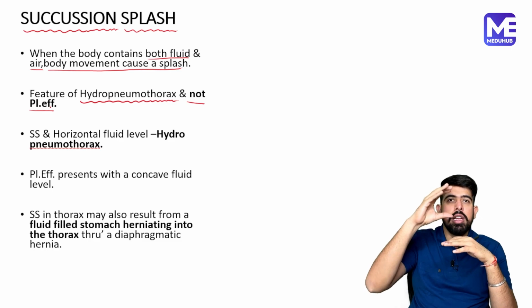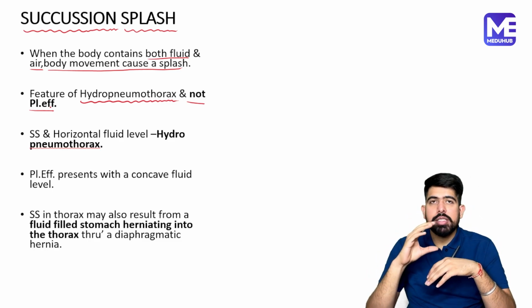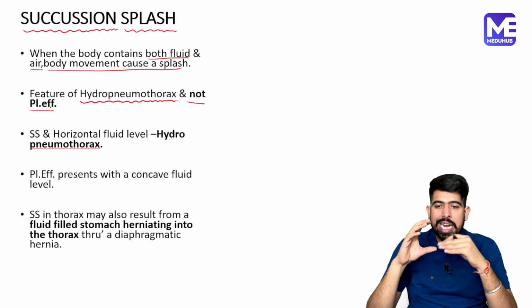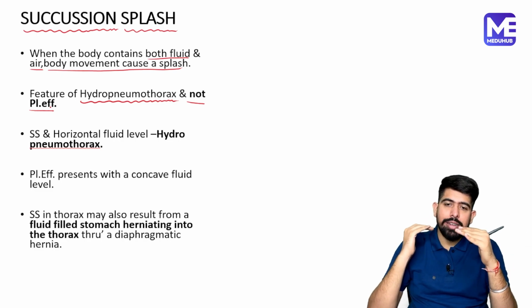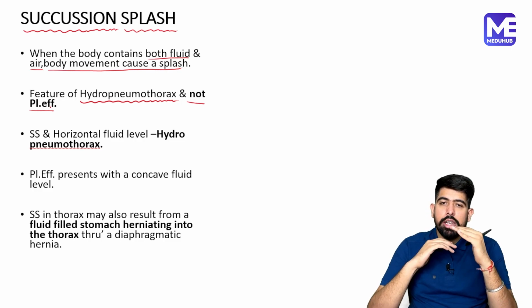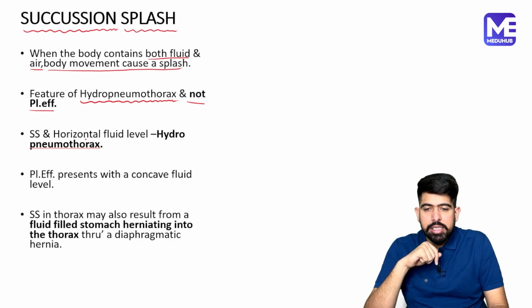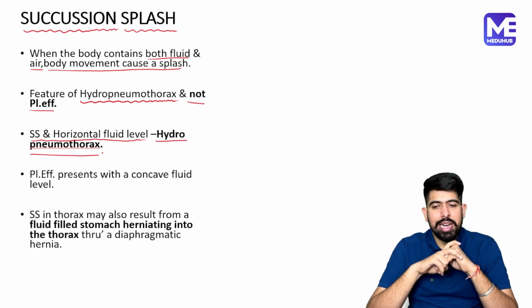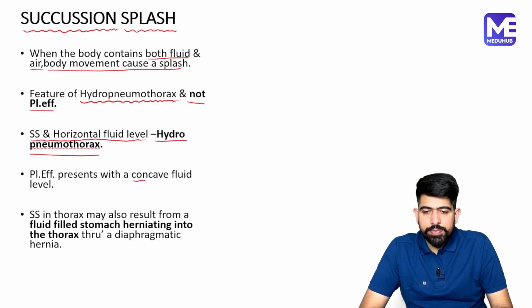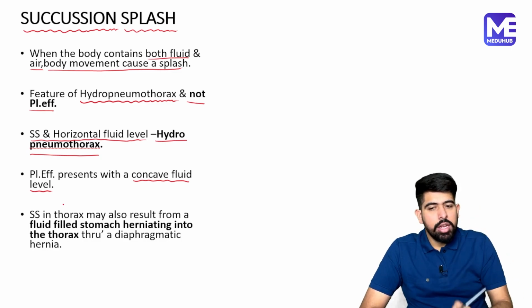What is happening? On the upper side of the lung we have air, and below in the lower lobe it is filled with fluid, right? So in hydropneumothorax, air will be there and fluid will be there. And this is seen as a horizontal fluid level in hydropneumothorax. Pleural effusion presents with a concave fluid level, right? This will be the concave fluid level.